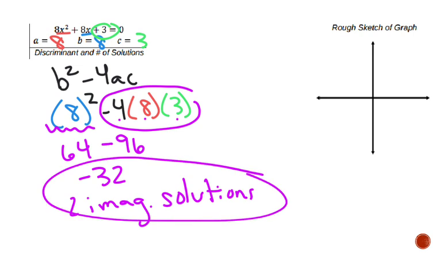So now as far as our graph, since our discriminant is negative, that means it doesn't touch the x-axis at all. And our a here is positive. So that means it's going to be opening up somewhere, and notice it doesn't even touch the x-axis.